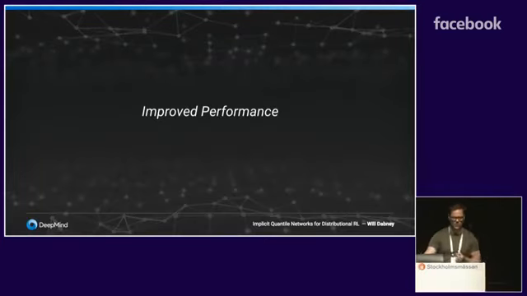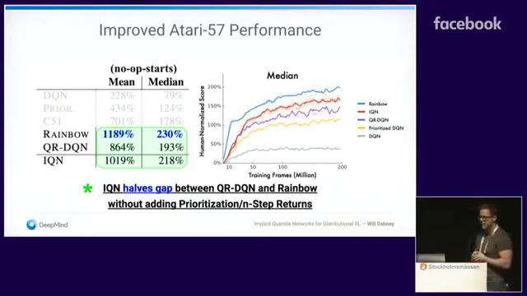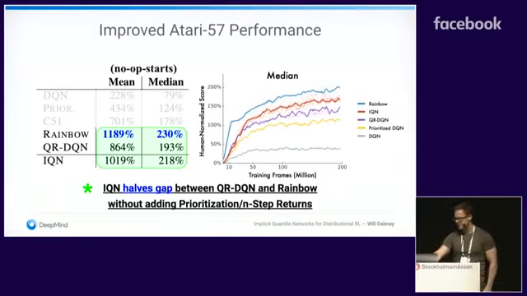So let's talk a little bit more about the full performance. Like I said, Rainbow combines C51, this distributional algorithm, with prioritized replay and multi-step returns, dueling, et cetera. And IQN is built based on QRDQN. And the first result we have is that IQN halves the performance gap between QRDQN and Rainbow on these Atari 57 benchmarks. This is without adding all the additional Rainbow components, and we would expect that adding them back in would further improve performance over Rainbow.